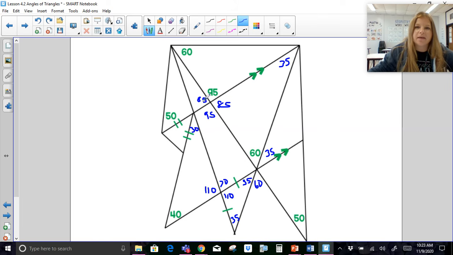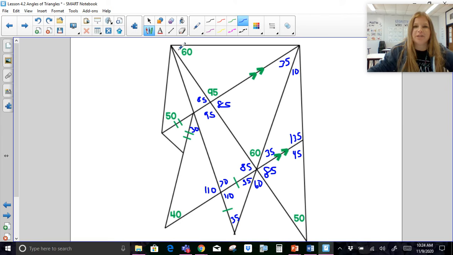So then what else can I fill in for sure? Let's see. Okay, so if this is 60 and this is 35, that's 95. It's got to create a straight line. So this would be 85. 85 plus 50 is 135. Subtracted from 180 is 45. So this is then 135. This is 70, so this makes it 10.